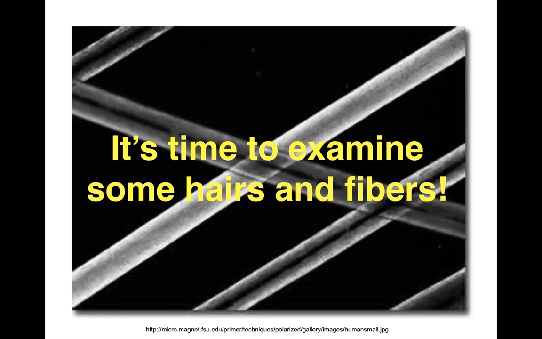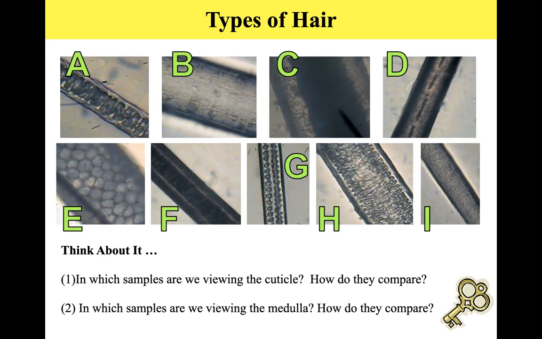So let's look at some hair fibers. You've got 9 different types of hair shown here. I just want you to look at them, determine which samples you're viewing the cuticle and how they compare, and then in which samples are you viewing the medulla and how do those compare. Once you finish your notes, go ahead and let me know, and I'll give you the practice assignment.